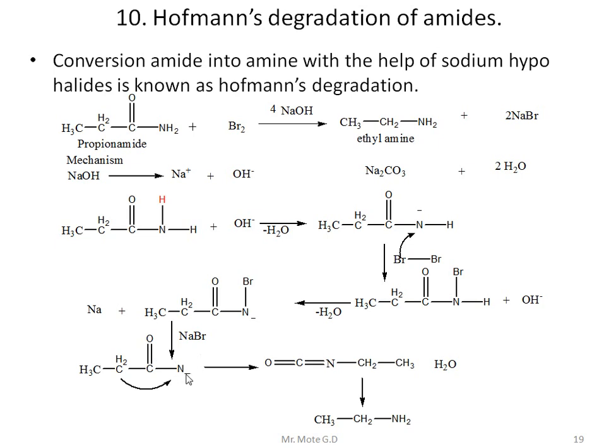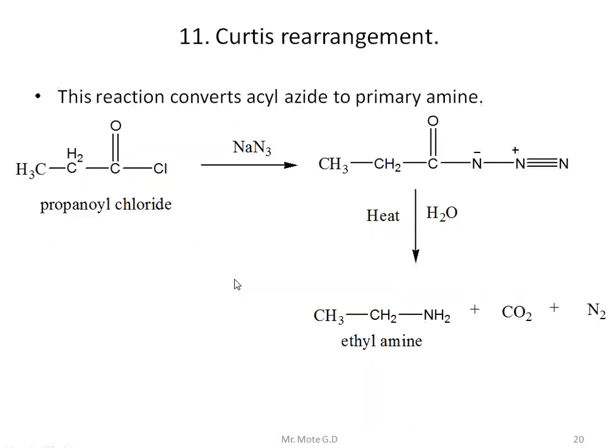Nitrogen has negative charge, hence for the negative charge the alkyl CH3CH2 group tries to migrate towards this to form isocyanate, and isocyanate again undergoes hydrolysis, breaking up this bond. So oxygen goes there, and hydrogen goes to the nitrogen to form ethylamine. So this is the degradation, or Hofmann degradation, of amides.